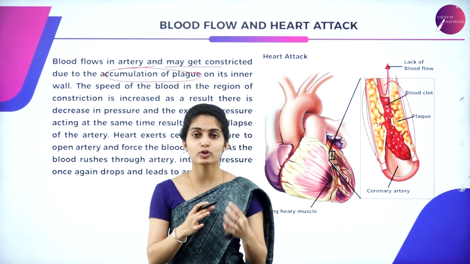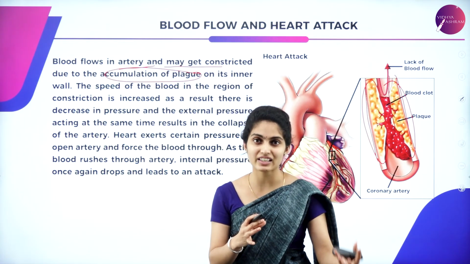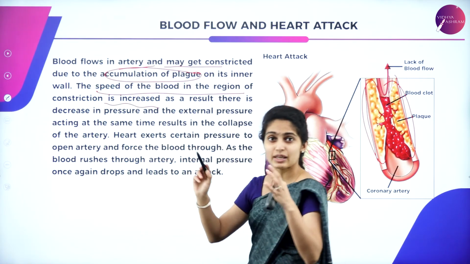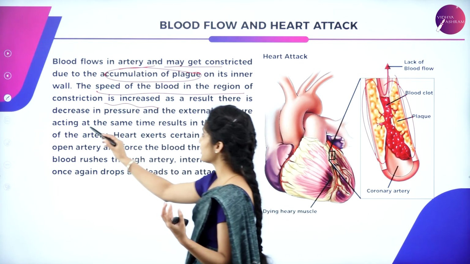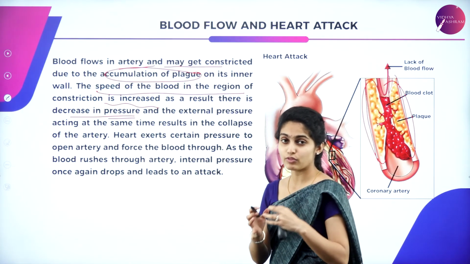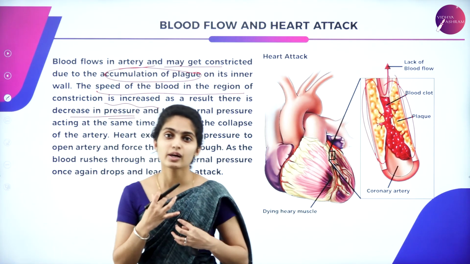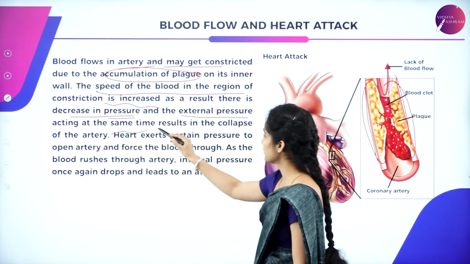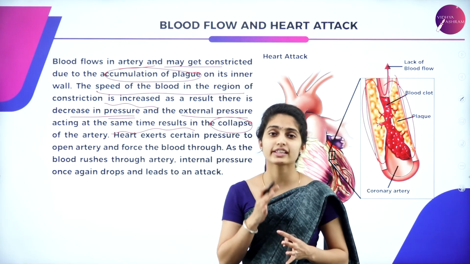And you know, the heart keeps on doing its work, that is, the blood keeps on pumping. Whenever the speed of the fluid increases, what happens? The speed of the blood in the constricted region is increased, because the heart keeps on doing its work. At that time there is a decrease in the pressure when the speed of the fluid increases. When the pressure decreases, as I have already told you, it has to compensate with the atmospheric pressure. The outer pressure forces the vessels. So when the external pressure acts at the same time, it results in the collapse, the collapse of the heart, causing an attack.